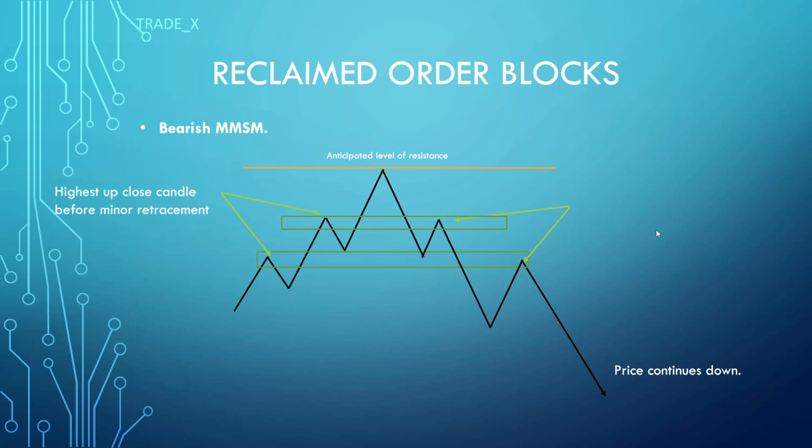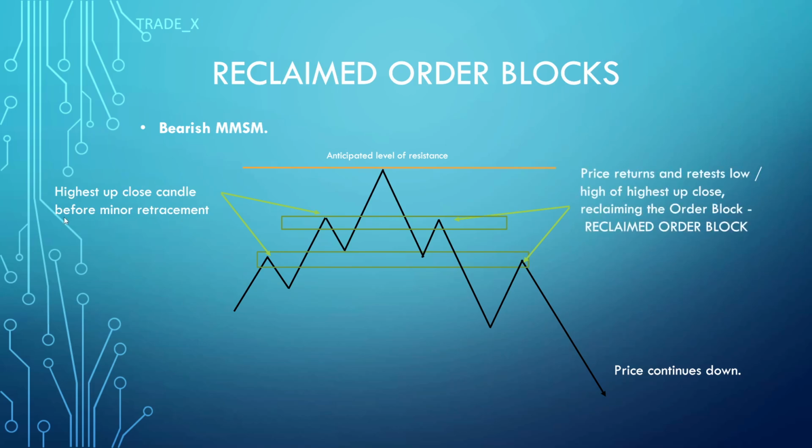Let's just wrap this up before we drop into a bullish example, right? So highest up close candle before a mini retracement, highest up close candle before a mini retracement, highest up close candle before a mini retracement, on the opposite side, so we're now looking at the sell side of the curve.